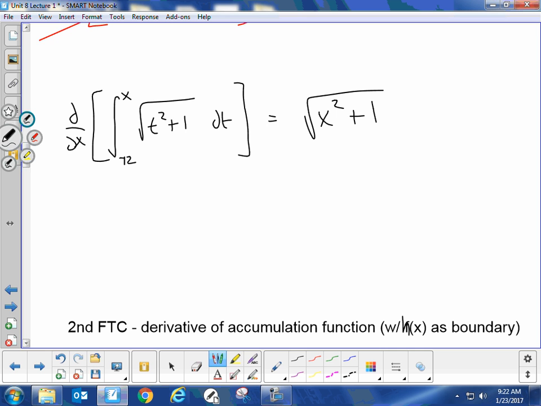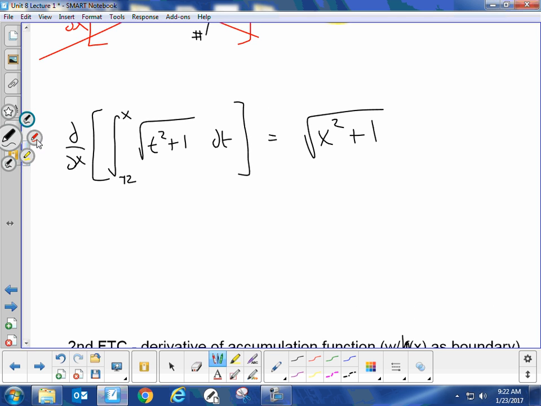Okay? So, piece of cake, you will see problems like that. And you should all get it, because you're just taking this x and plugging it in. The important thing is because you're taking the derivative of it. It's not the accumulation function, you just don't plug in x. It's when you're taking the derivative of the accumulation function.